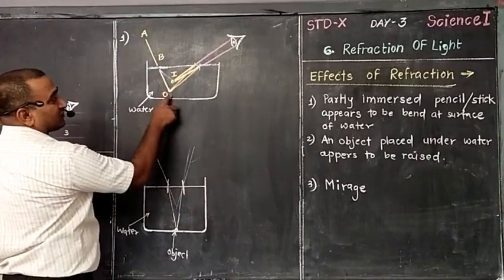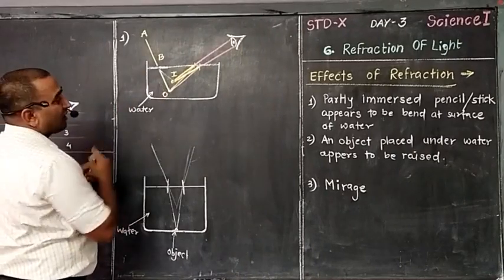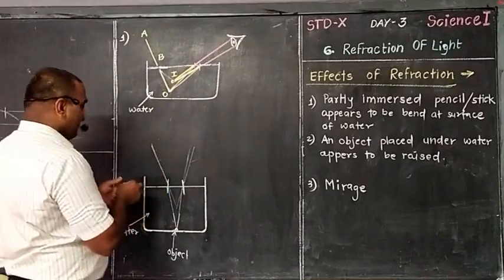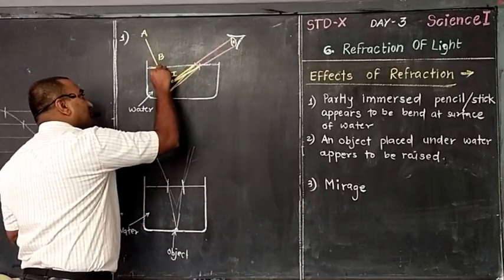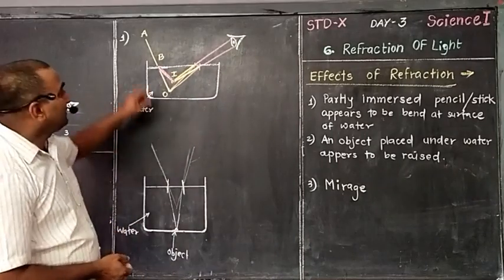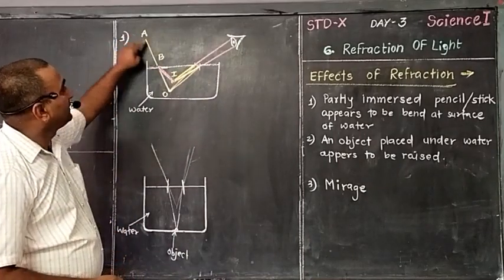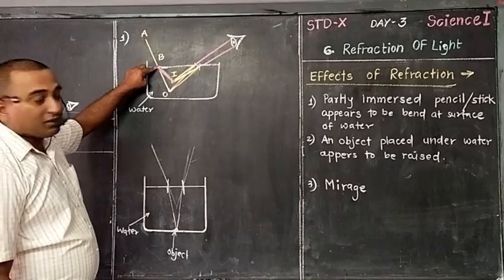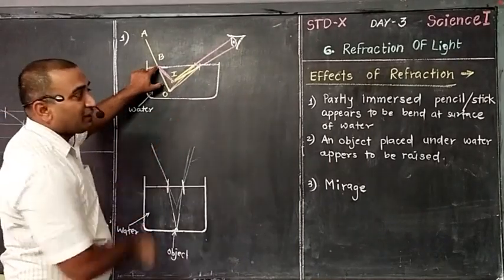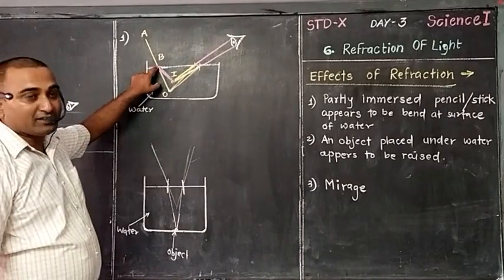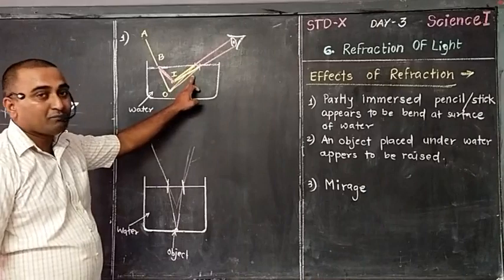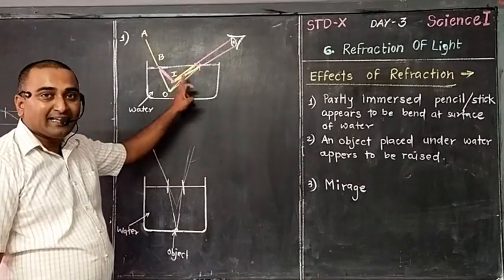What is true with this one point? It is true with all the points. All the points within the water appear a little higher, and the pencil will be observed like this. So see here, from A to B the pencil is straight, but the pencil part which is immersed into the water appears a little bent. Why did it happen? Because of refraction of light.